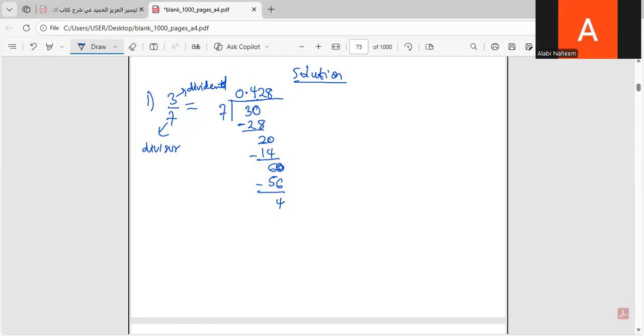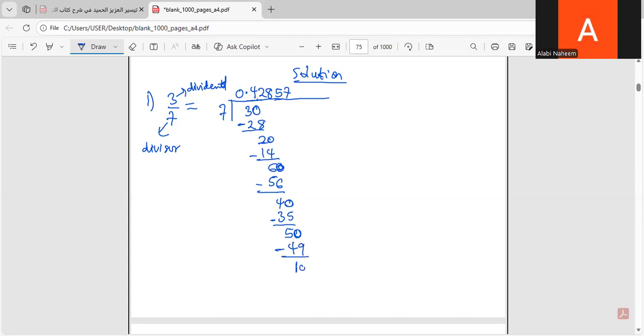Then 7 in 4. 4 is less than 7, so include the 0 here. 7 in 40 is 5, because 7 times 5 is 35. Subtract. You have 5, right? 7 in 50. Add 0 here. That's 7, because 7 times 7 is 49, the highest multiple of 7 before 50. You subtract. You have 1.